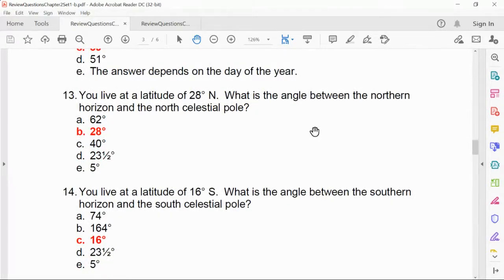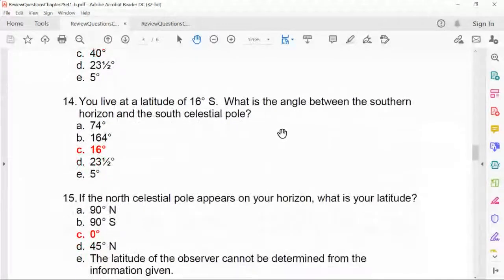13, you live at latitude 28 degrees. What is the angle between the northern horizon and the north celestial pole? It is 28 degrees. You live at latitude 16 south. What is the angle between the southern horizon and the south celestial pole? It will be 16 degrees.